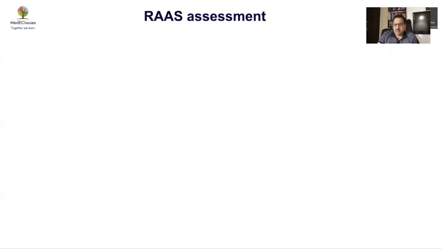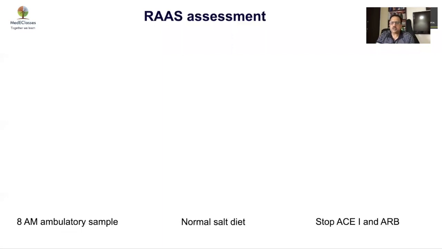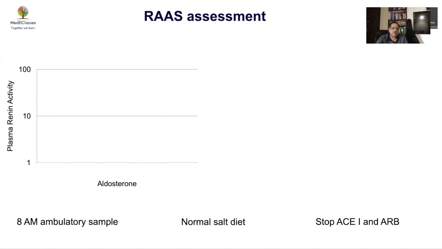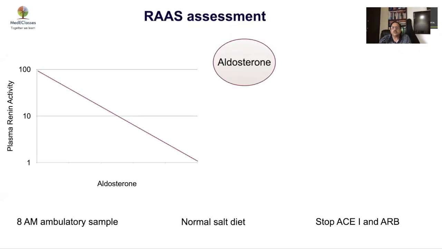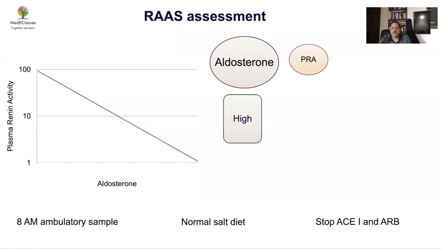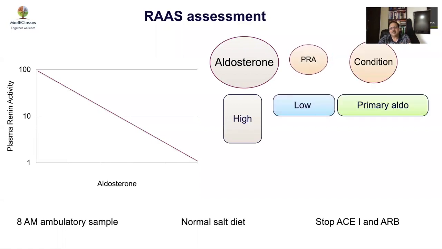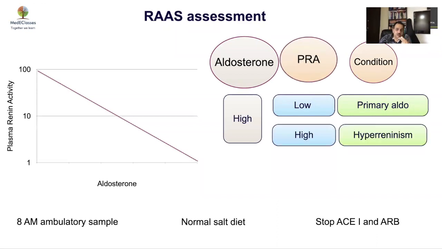So very importantly, when you're assessing for RAAS, it is best to do an 8 AM ambulatory sample for renin activity along with aldosterone in the setting of a normal salt diet and after stopping all drugs. There is a log-linear relationship between aldosterone and renin activity. If aldosterone goes low, renin should shoot up. If aldosterone becomes high, renin should come down. So if aldosterone is high and renin is low, this is basically primary hyperaldosteronism. If aldosterone is high and renin is also high, it is hyperreninism in this situation.